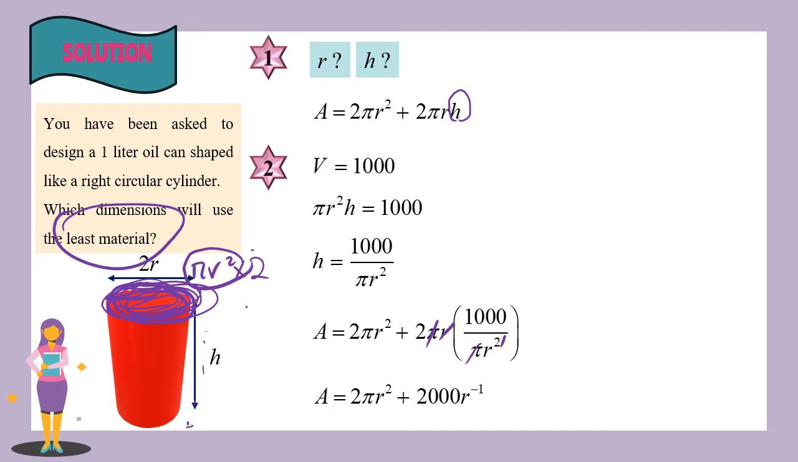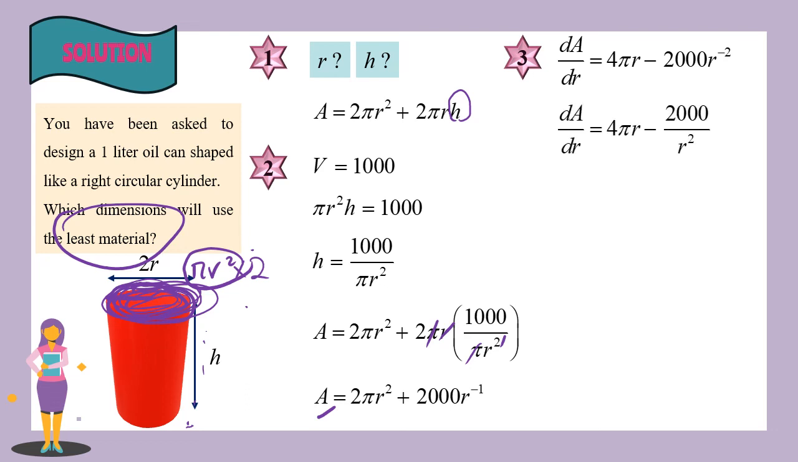So now what do we need to do? The third step is to find the value of r and then to check. Okay, find the value of r. How to find the value of r? We need to find the first derivative of A first. So differentiate A with respect to r, we get 4 pi r plus negative 2000 r to the power of negative 2. And then we need to equate it to 0.